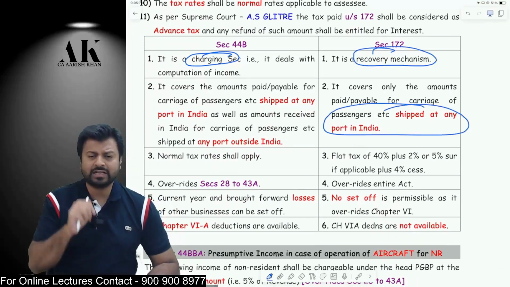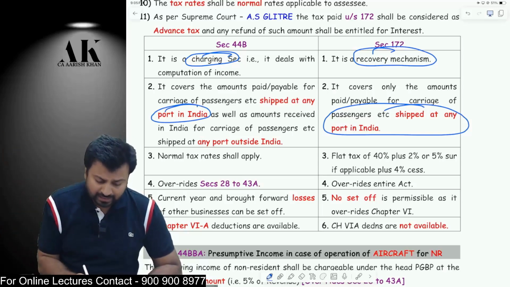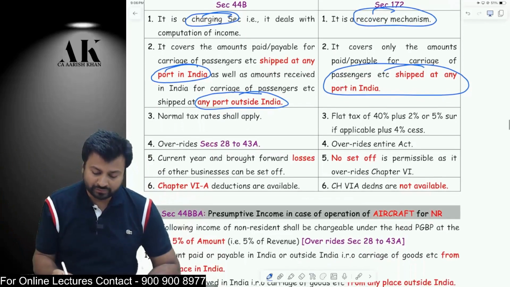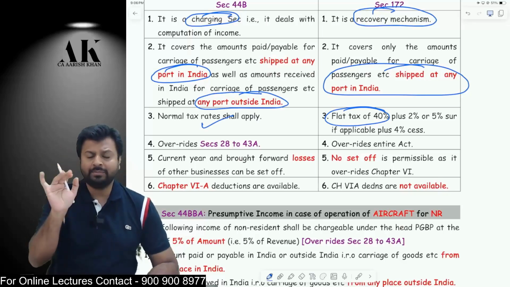172 only covers one income, where the goods are shipped from India. But 44B covers two incomes: one where the goods are shipped from India, and another where the goods are shipped from any port outside India. Now, the third difference between both of them. In 172, there is a flat tax of 40%. But in 44B, you will be liable for the normal tax rate.